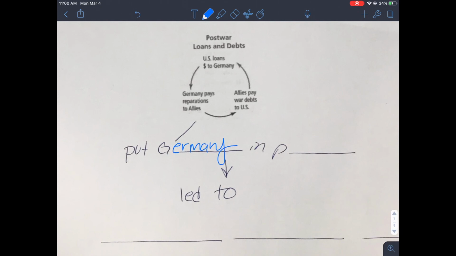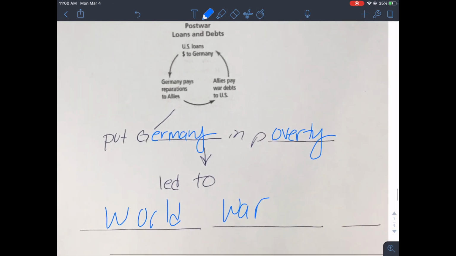Here we see the post-war loans and debts. This is just the reparations, the repair money that Germany had to pay. Because it kept them in poverty, and it gave rise to really extreme leaders like Hitler, this is going to lead to World War II.